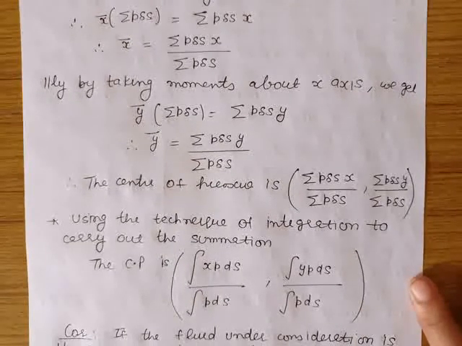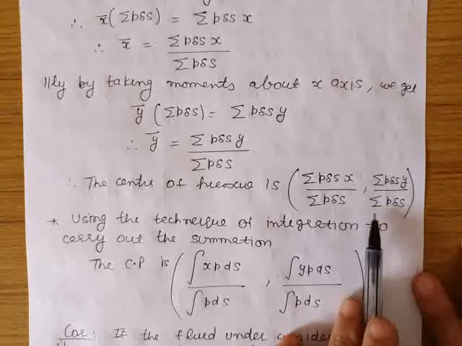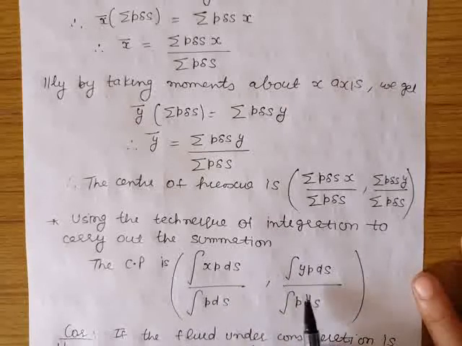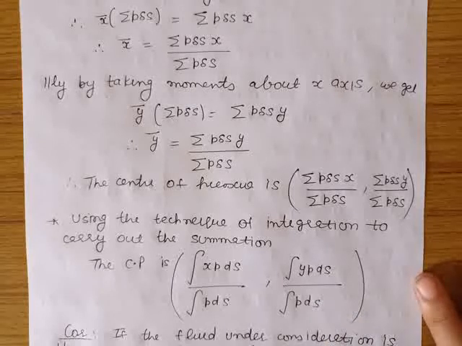We can use the technique of integration to carry out the summation. So if we use the technique of integration, in that case the coordinates of center of pressure are given by integral x p dS upon integral p dS. Second coordinate, integral p y dS upon integral p dS. So these are the coordinates of center of pressure when we use the technique of integration.